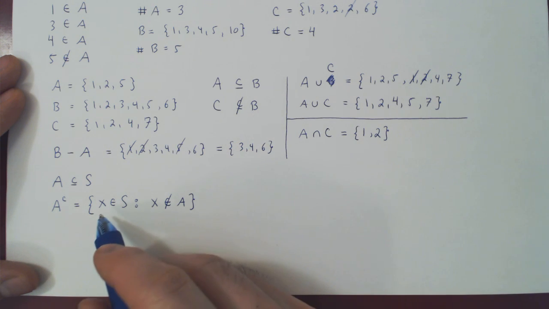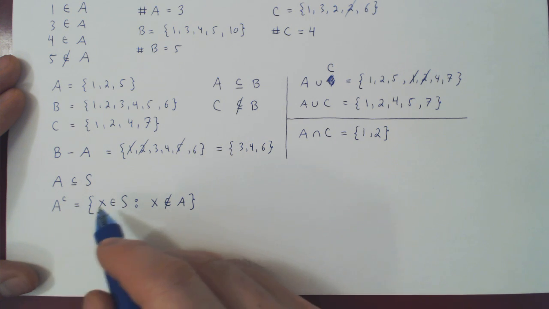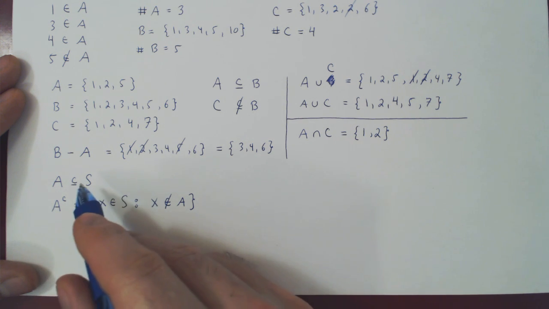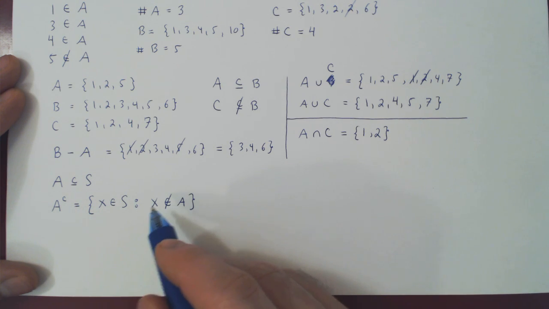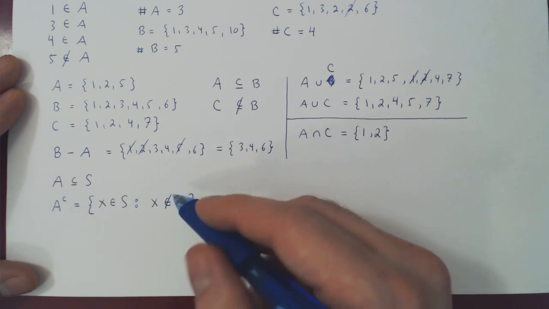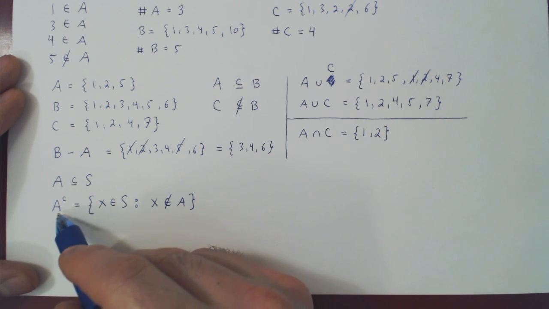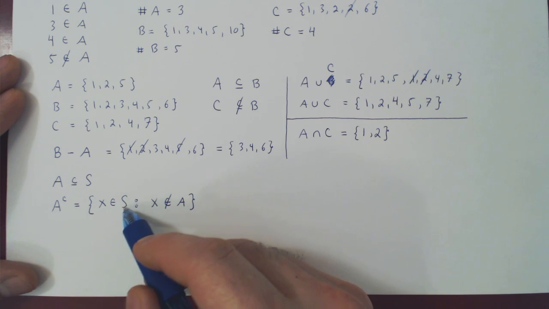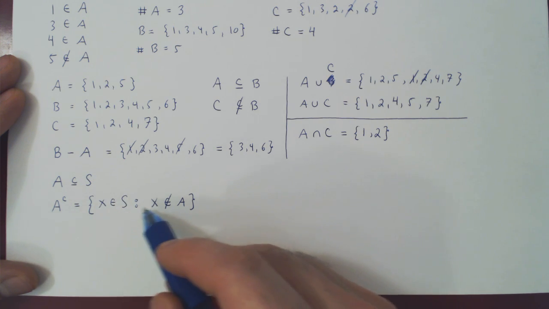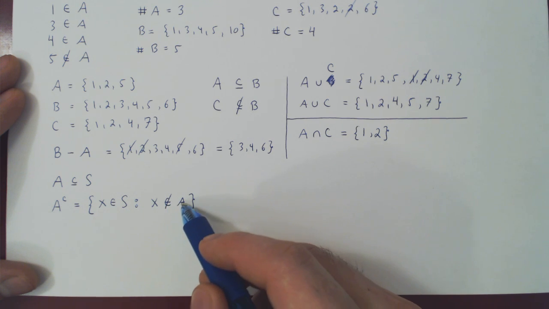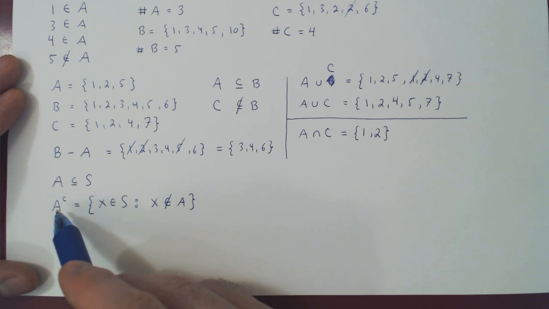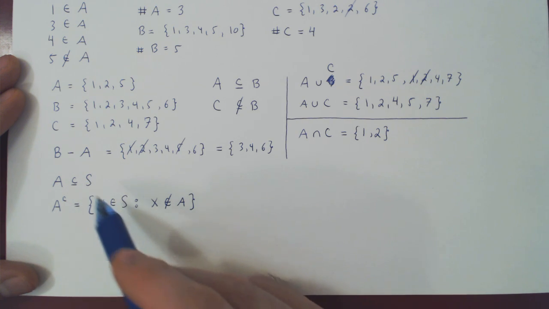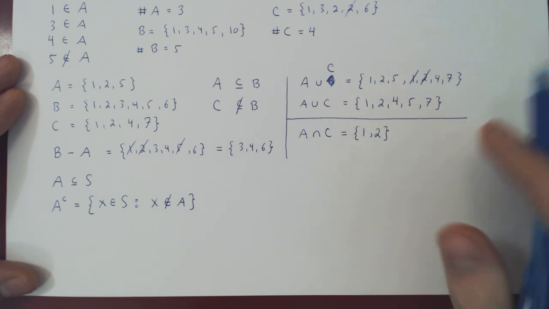And that's it. So again, this notation means the first part is what are the elements of our set? They are elements of the larger set S. The second part after the colon is the condition or conditions that our elements must satisfy. So here we're saying the elements of A complement are the elements coming from our larger set S that are elements not in the original set A. So think of the complement quite simply being everything that is in S but not in A. And that's it.